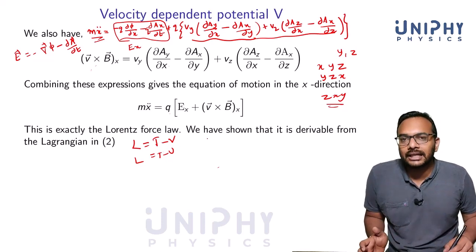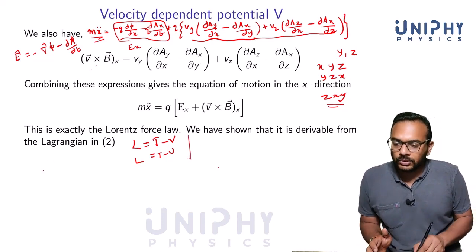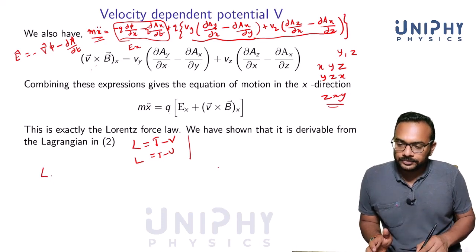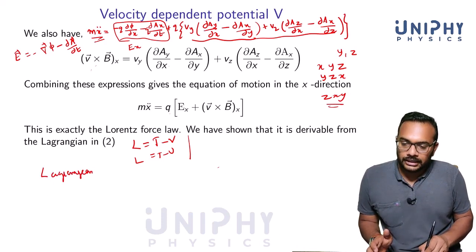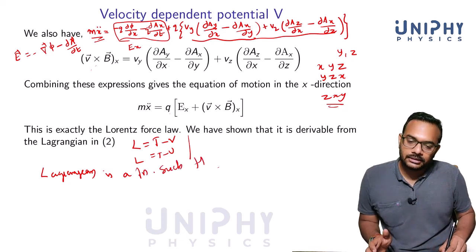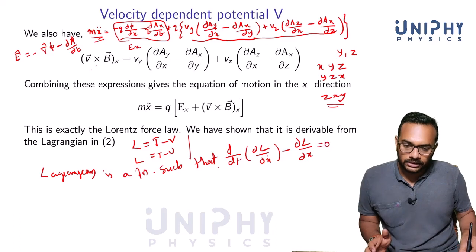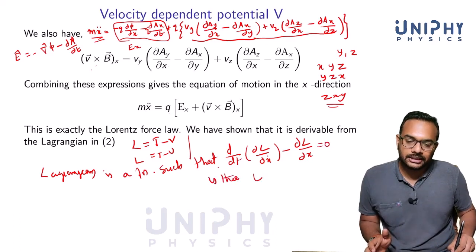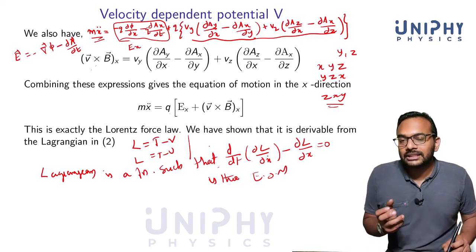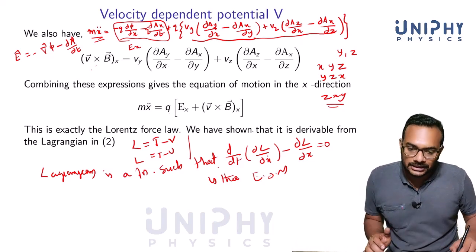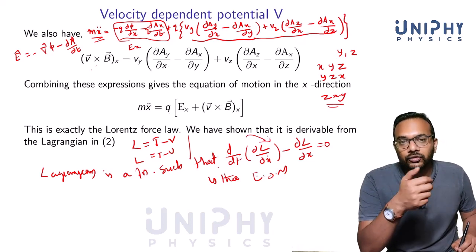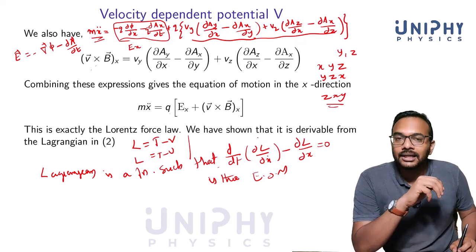So then, how do you define a Lagrangian? One way to define it is this: the Lagrangian is that function such that d/dt of ∂L/∂ẋ minus ∂L/∂x equals 0 is the equation of motion. So the Lagrangian is that function which, when combined in this form, gives you the equation of motion, or the time evolution of the system. That's the correct definition of the Lagrangian.